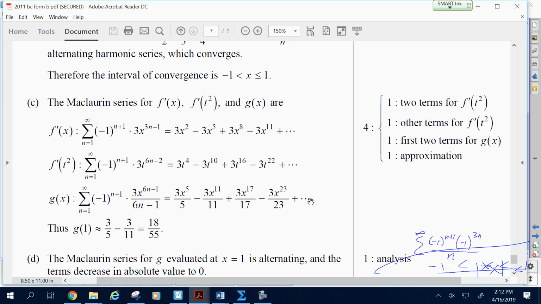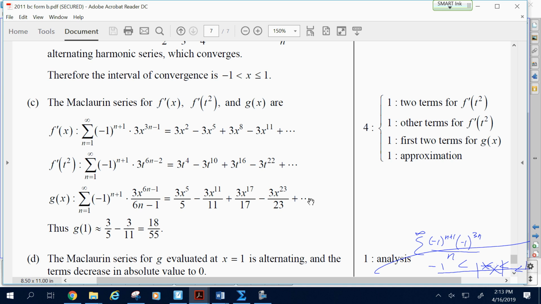After that, part G involves anti-differentiating. So G should be 3x to the 5th over 5 minus 3x to the 11th over 11. The other terms you don't really need. Although if you read the whole problem, you might have said, oh, I might need another one for an error bound. I'm usually in the habit of, if I read ahead and see that I'm going to need an error bound, I'll do another term after what they say. I don't know why they did the 4th term, just consistency, I guess. But then G at 1 involves putting 1 into the first 2 terms.